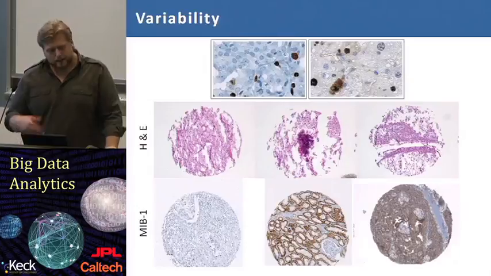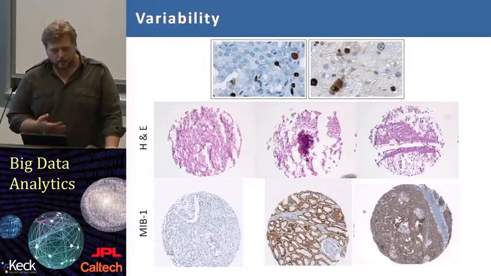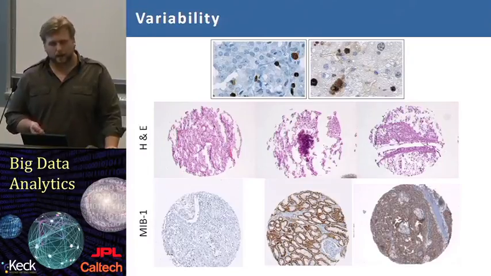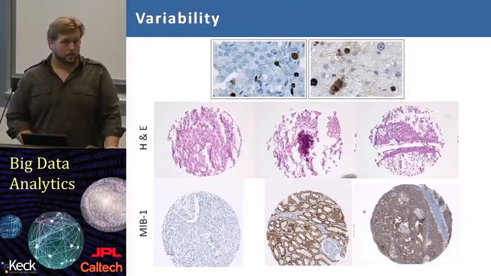In practice, the difficulty comes from a huge variability in these images. So you can see H&E staining at the center, MIP1 staining at the bottom, and you can see over-staining, under-staining, you see torn tissue, and all these sources of variability can come from biological sources, from technical sources, from pre-processing sources.